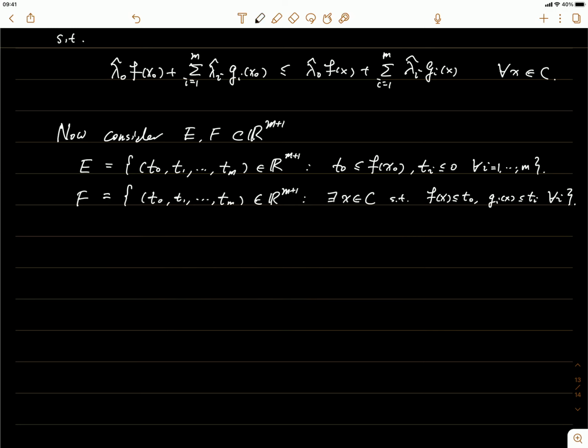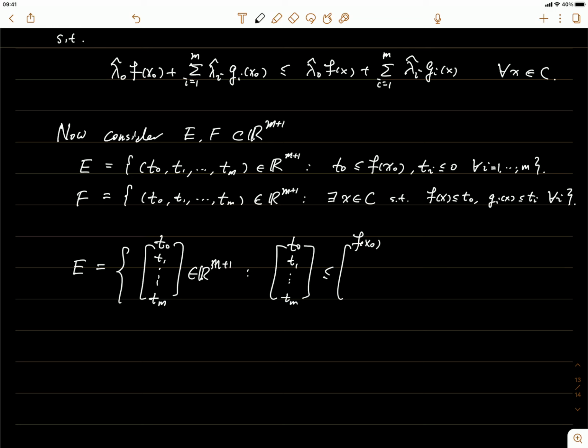Let me actually write it down. So E is the set of points such that t naught, t one, up to t m is less than or equal to f of x naught, 0, 0. And as you can see, this is a convex set. In the 2D case, say this is the t naught dimension and this is the t one dimension, and the value here is f of x naught. Then the set is nothing but this part, on the left of f of x naught: t0 is less than or equal to f of x naught, and t1 is less than or equal to 0. So it's just this area, and apparently that's a convex set.